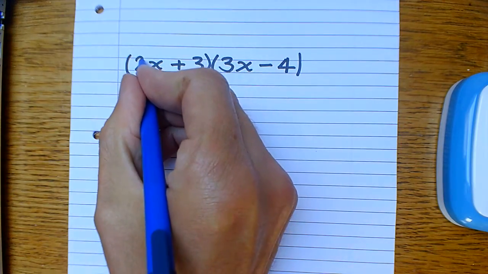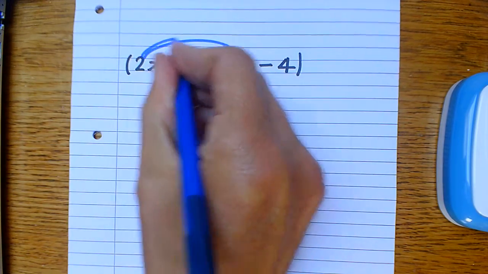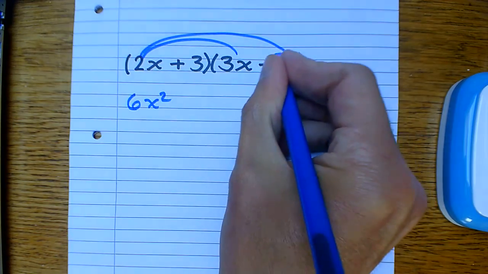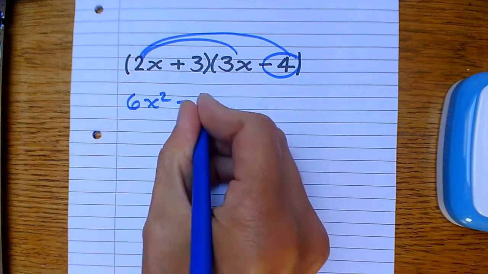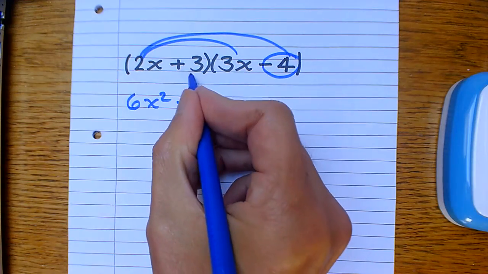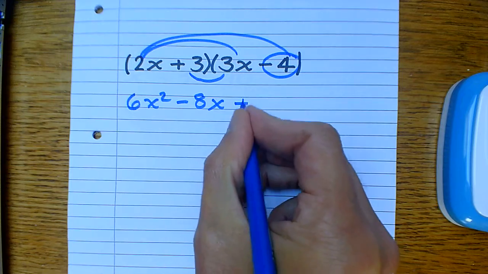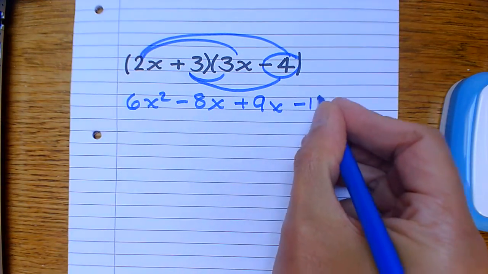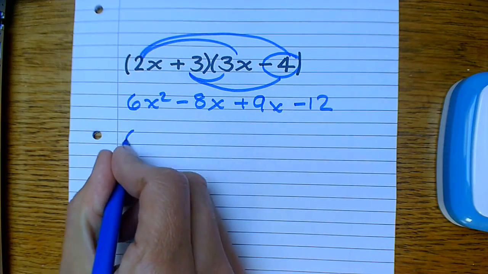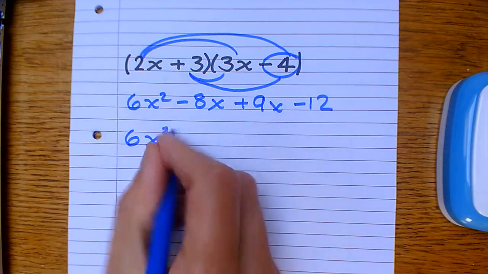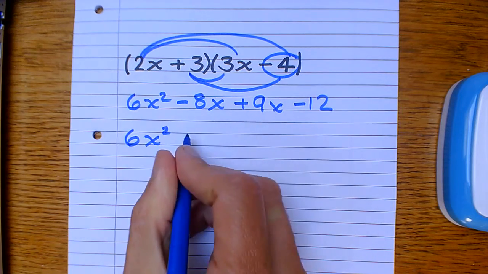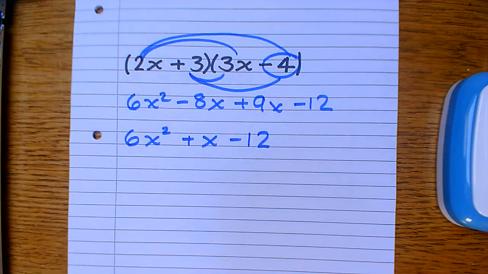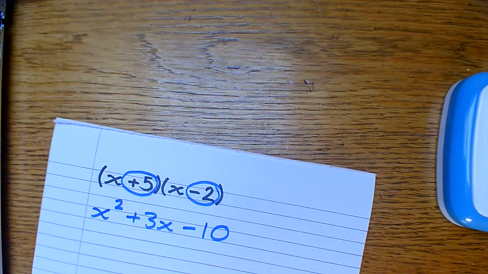Now, next, we've got a slightly harder one because we've got 2x and 3x. So remember what happens here is everything in the second bracket gets multiplied by 2x. So we get 6x squared. And notice that's a minus there. Minus 8x. Then it's all to get multiplied by plus 3. So plus 9x. Plus 3 times minus 4 is minus 12. There's a little bit of simplifying or tidying up we can do here to get 6x squared, then minus 8x plus 9x is plus x, minus 12. There we go. And there's some examples for you to try.